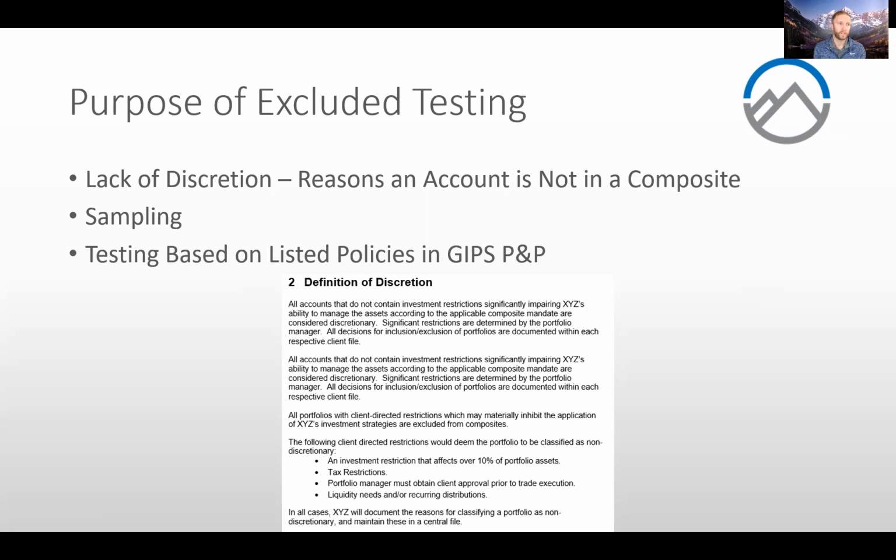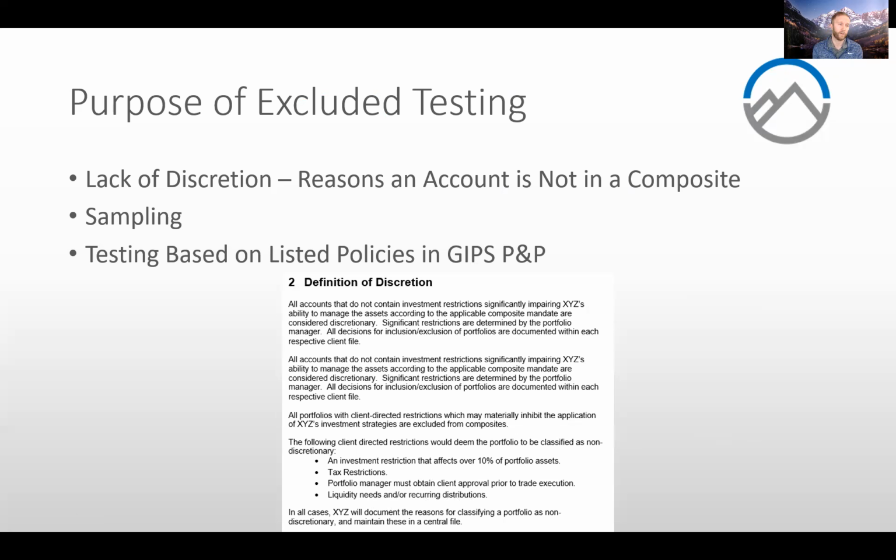This is very focused on the definition of discretion, which we have a sample of here on the screen from a policies and procedures document. This section outlines why an account would not be included in a composite and gives some specific examples of client mandated restrictions that your organization deemed to be material, requiring the accounts to be out of the composite. So if we focus on some of these bullet points here, these are just a few examples that this sample policy indicates would require an account to be out of a composite.